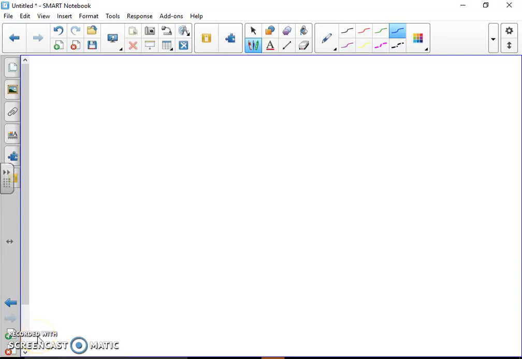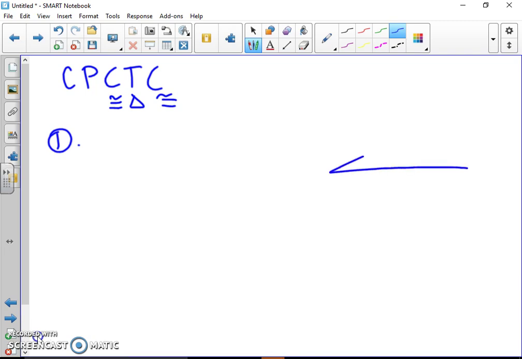So today we're going over triangle proofs and CPCTC. Remember that stands for corresponding parts of congruent triangles are congruent, okay? So let's do a couple examples. Here's number one, and we have a picture. Make sure that you're always copying down the diagram. It doesn't have to be perfect, but it will help us figure out which parts are congruent.